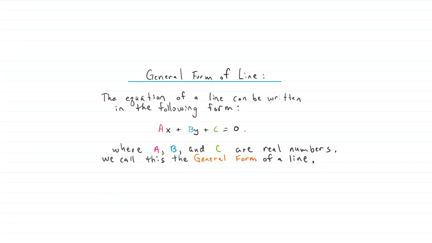The general form of a line. An equation of a line can be written in the following form: ax plus by plus c equals 0, where a, b, and c are real numbers, and the x and the y are just the variables. We call this form the general form of a line.